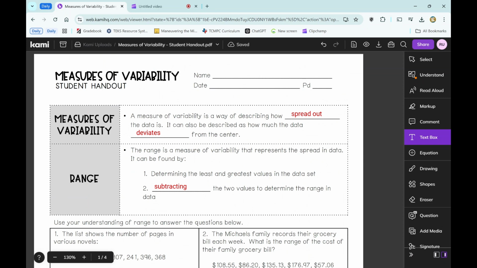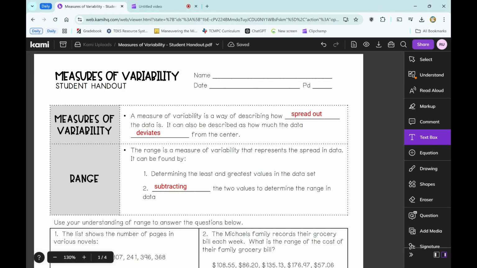For this lesson, we're going to be working on measures of variability. So this is the next handout in your binder behind measures of center. Measures of variability is a way of describing how spread out the data is, and it can also be described as how much the data deviates from the center.